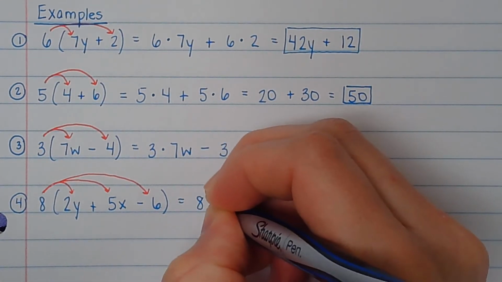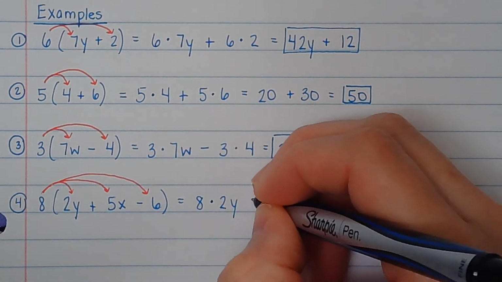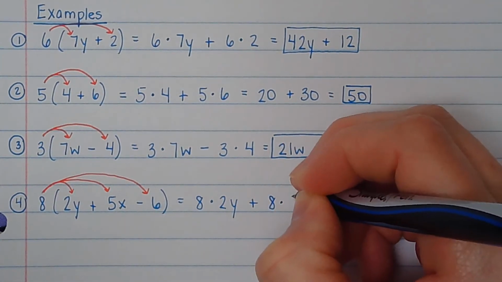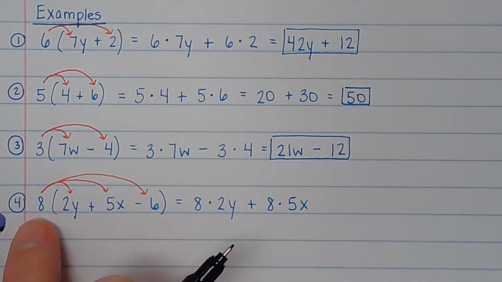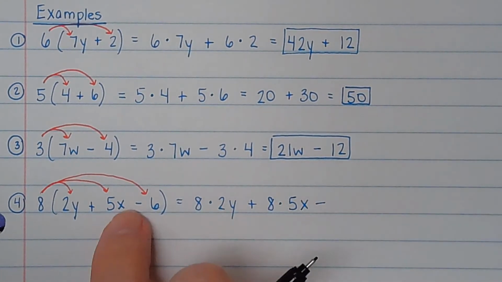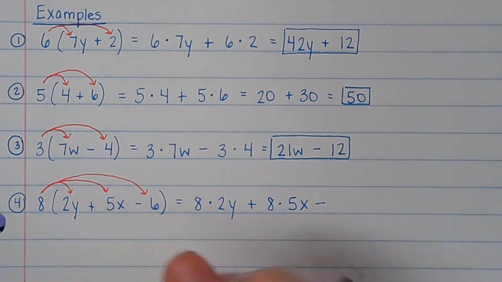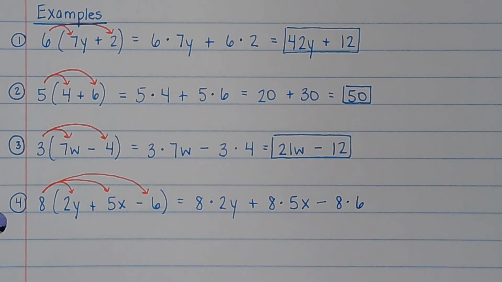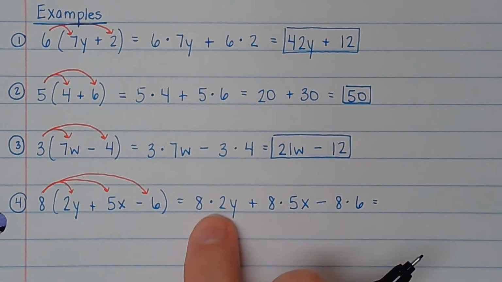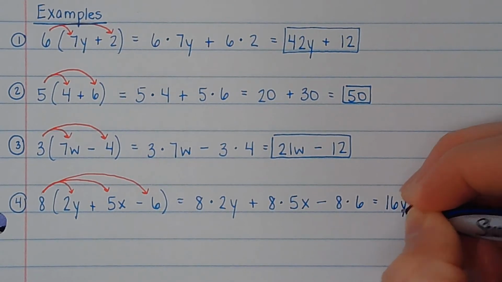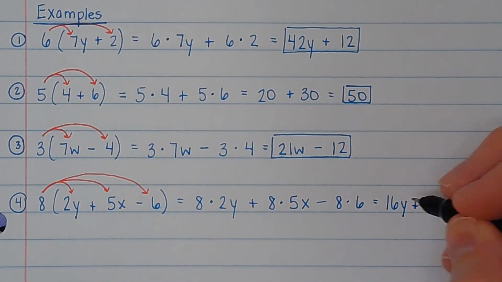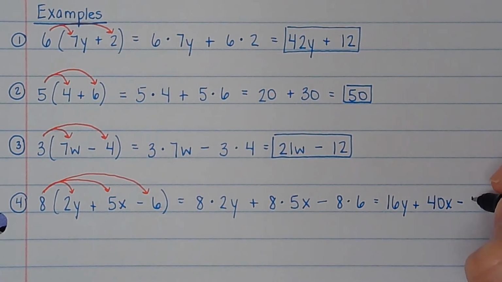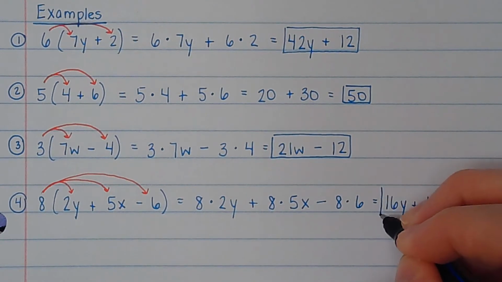So first is 8 times 2y, plus, I've done this one, now I'm going to this one, 8 times 5x. Finish this one, now I gotta go to this one. Now it's a minus sign this time, so pay attention to that. 8 times 6. Now we just need to do each part. 8 times 2y is 16y, plus 8 times 5x is 40x, and then minus 8 times 6 is 48. And that's your final answer.